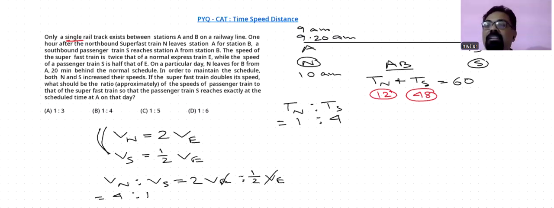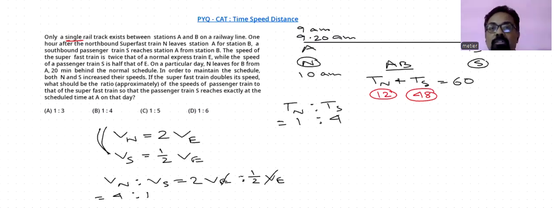Right? Now, on that day, the time will be 9:20 a.m. So here, what we are getting? In order to maintain the schedule, train A has to reach B at the particular time as per the normal schedule on other days, and train B will start at the same time as it starts on other days and will reach A at the same time, 10 a.m., as it reaches on the other day.